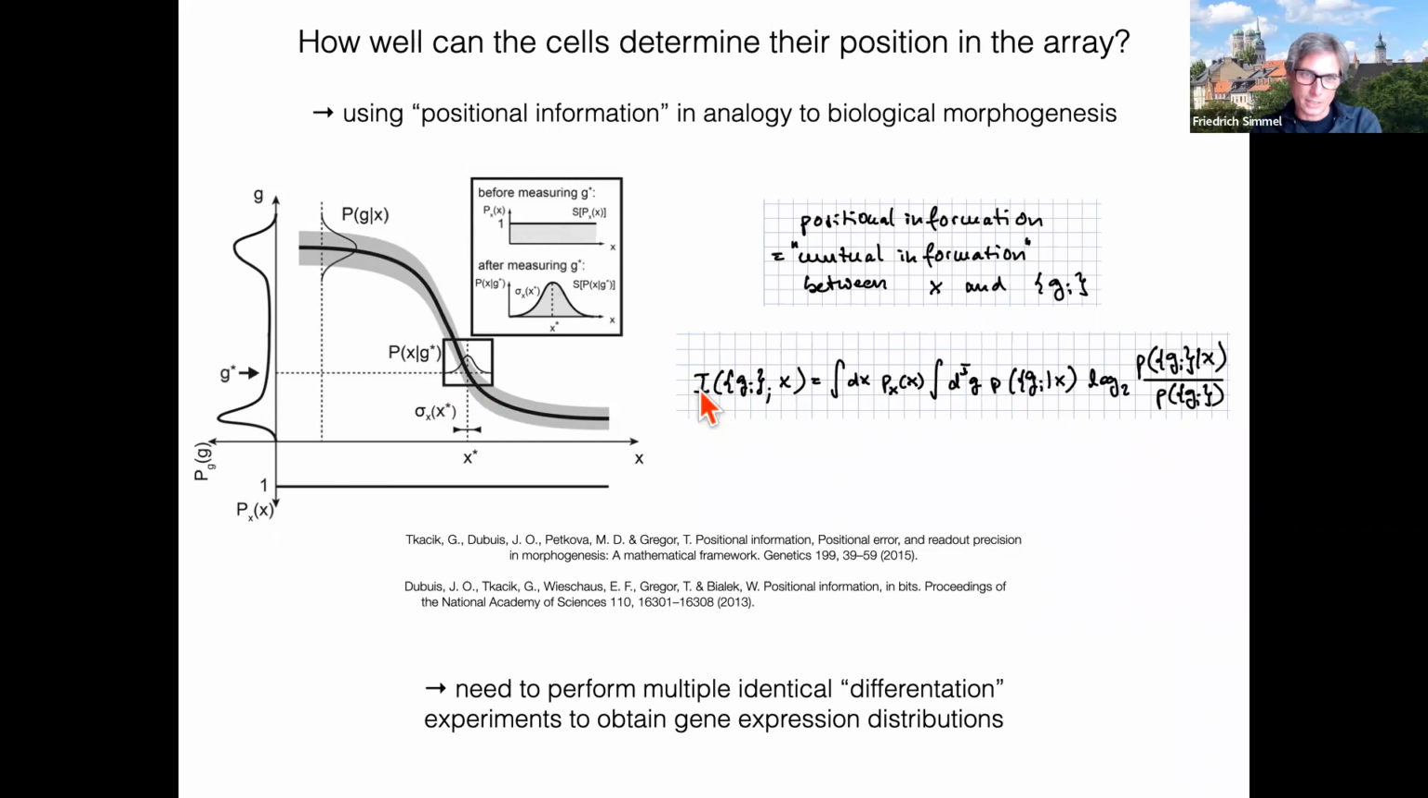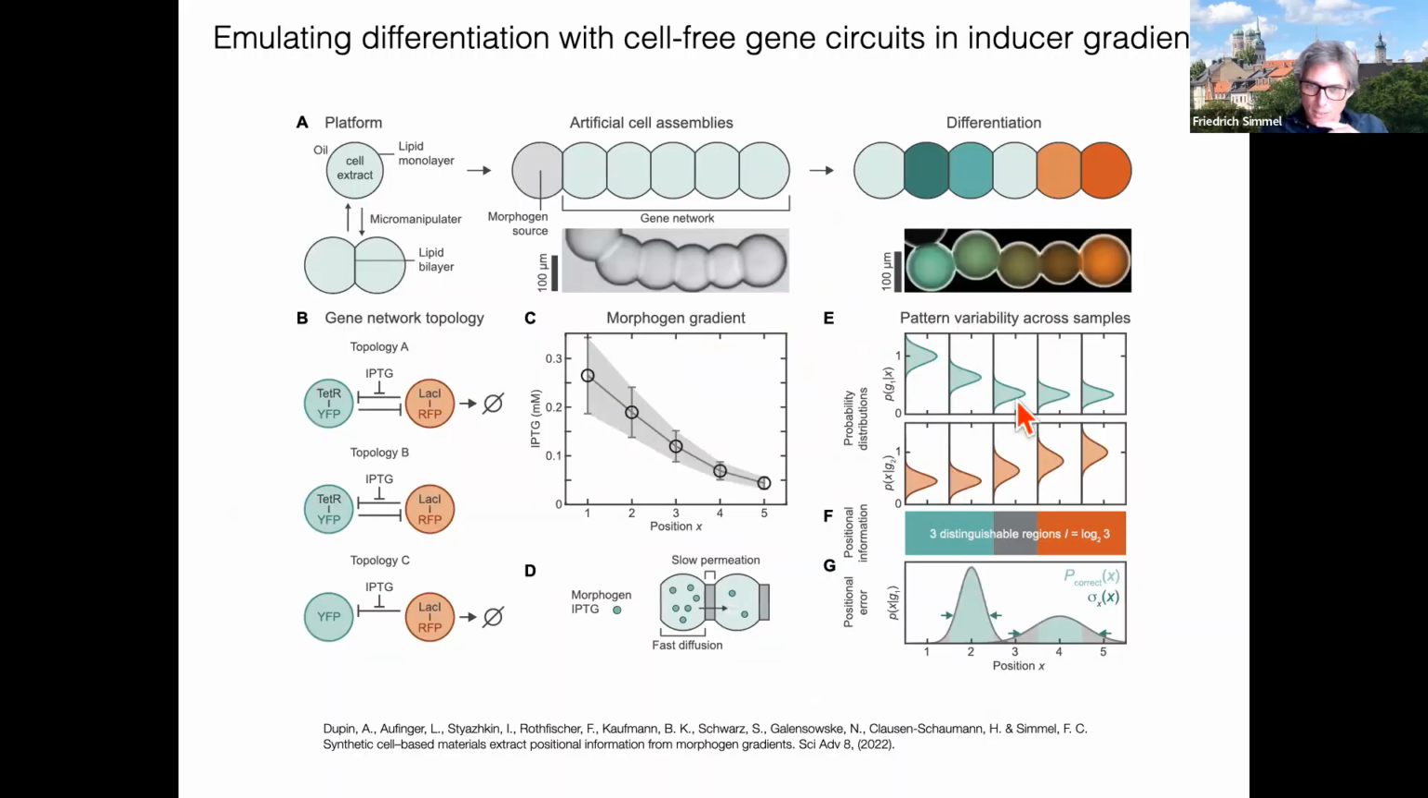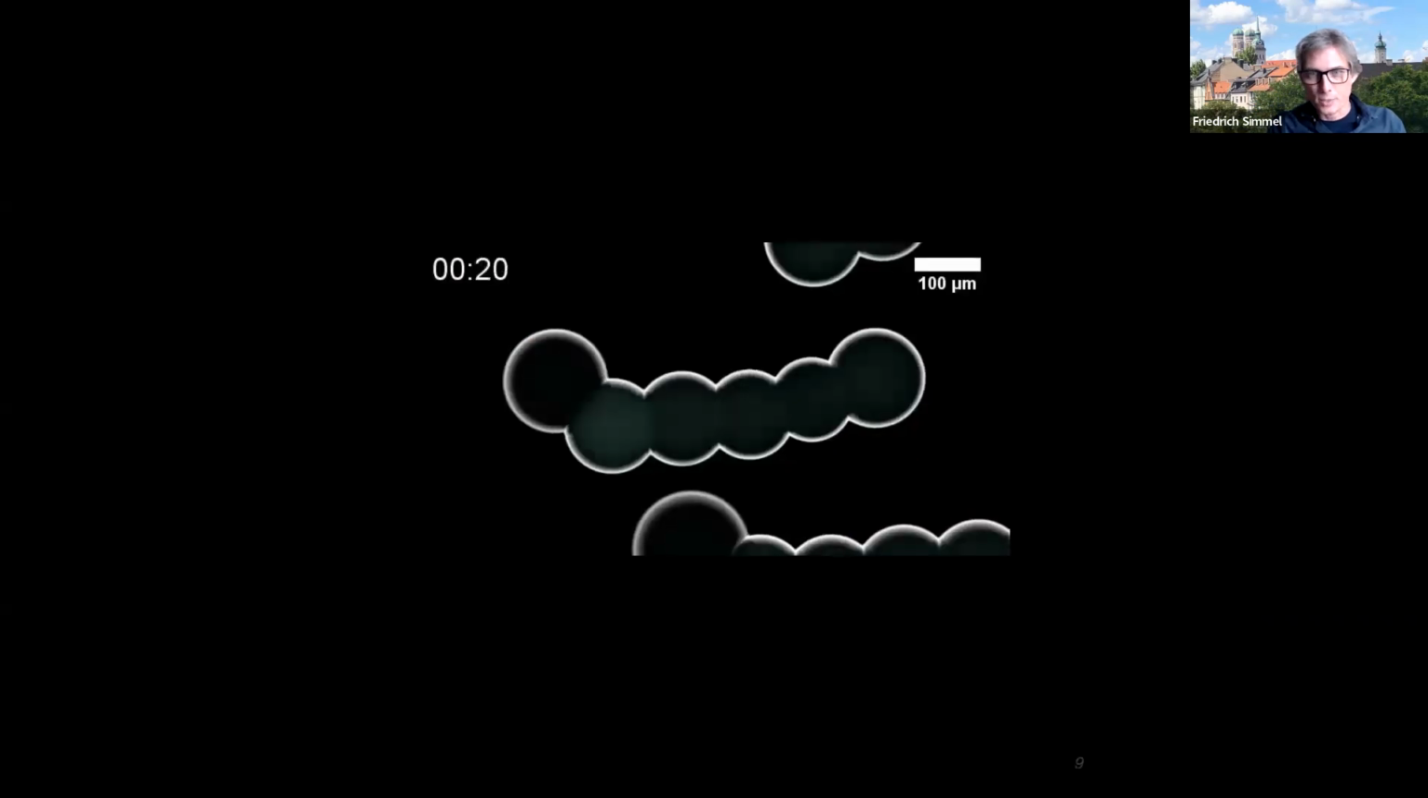So this information in bits tells you that you can distinguish a certain number of regions within the system. For example, if you have 1 bit, you can distinguish 2 to the power of 1 different regions. If you have 2 bits, you can distinguish 4 regions, 2 to the power of 2. And in our case, we have 5 droplets. So ideally, we would like to have positional information of more than 2 to be able to distinguish 5 droplets.